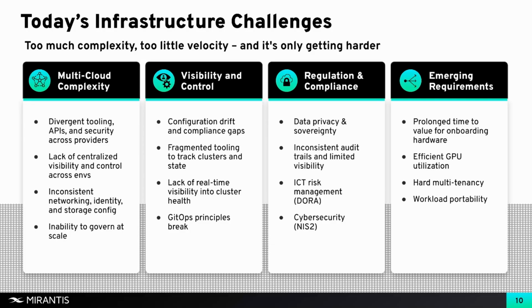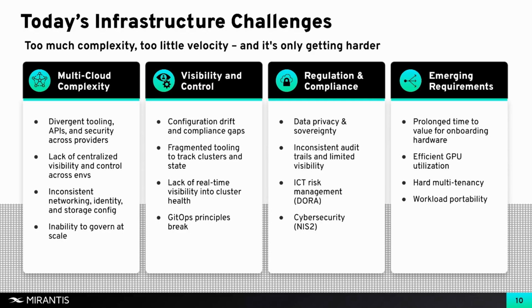Four, emerging AI requirements. And with AI, this adds a whole new layer of requirements. Organizations need to onboard GPU hardware much faster, improve GPU utilization, support multi-tenancy, and make their workloads portable. But without automation, all that just becomes very difficult and expensive.